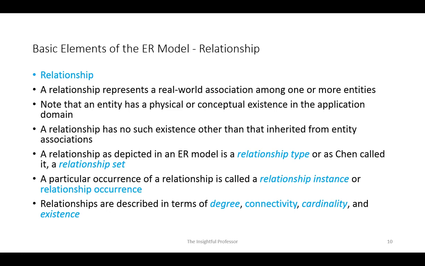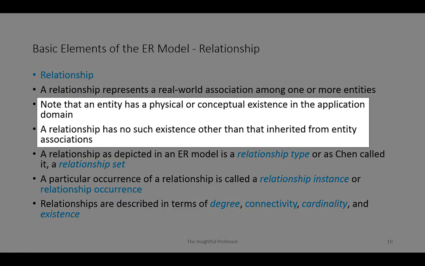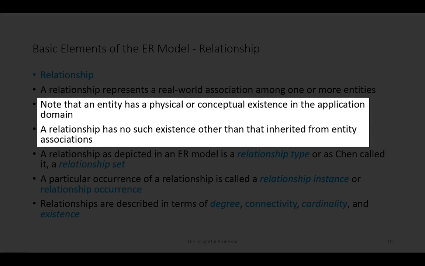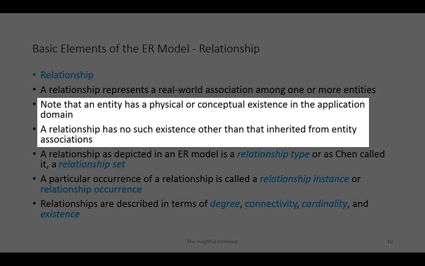Well, that's about all we're going to say about entities for the moment. There's much more when we get into the advanced features that we'll discuss in detail. Now, let's move on to another basic element, the relationship. A relationship represents a real-world association among one or more entities. Note that an entity has a physical or conceptual existence in the application domain. But relationships, on the other hand, don't have such an existence. What happens is they are associated with entities, and that's what kind of brings them to light.